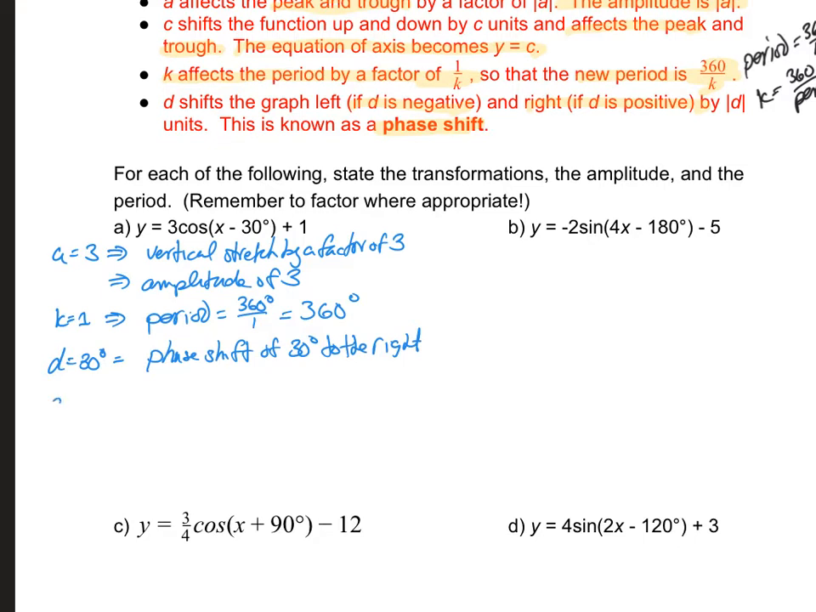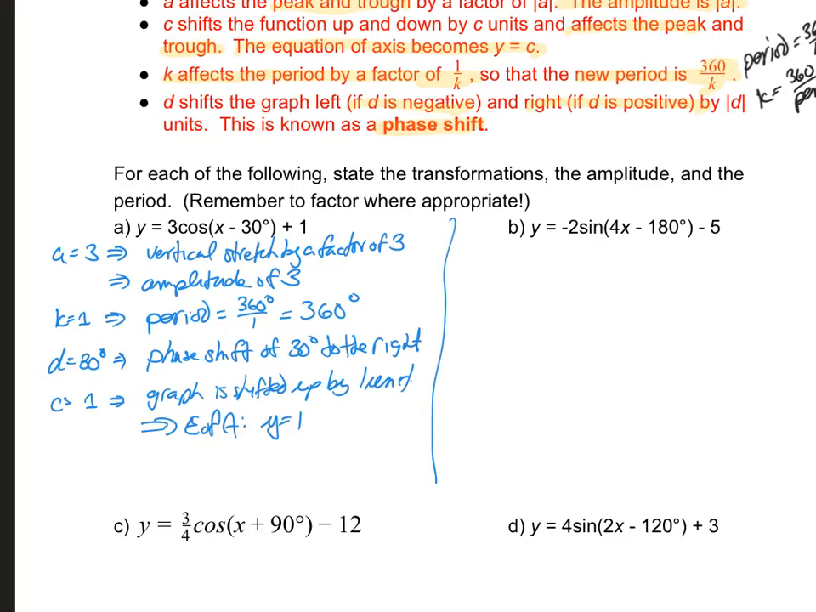And finally, we have c is equal to 1. So this implies that the graph is shifted up by 1 unit. So this implies that our new equation of axes is y is equal to 1. Okay.